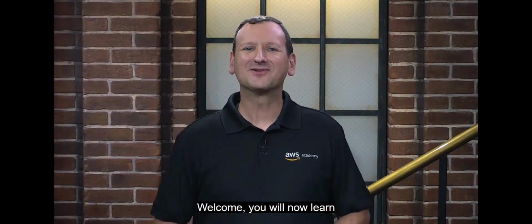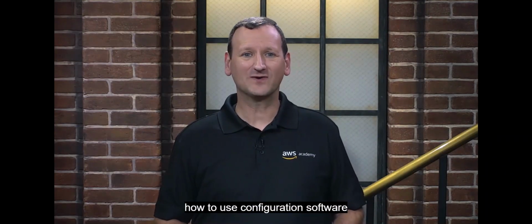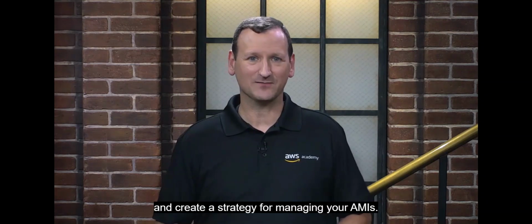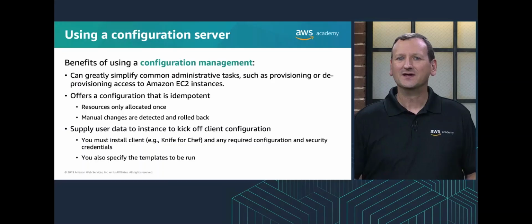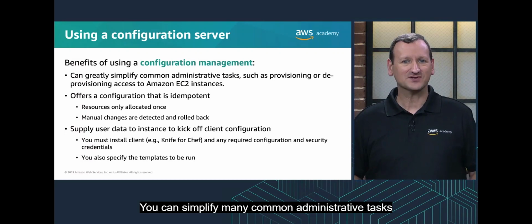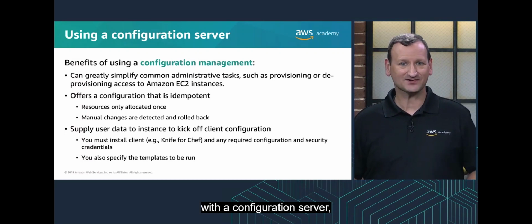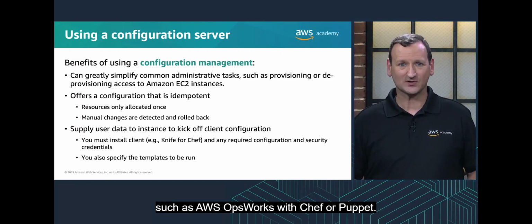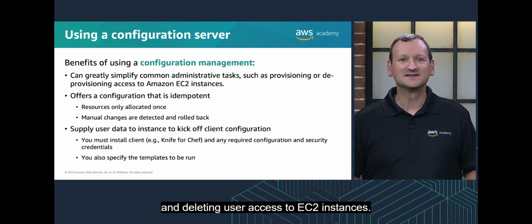Welcome! You will now learn how to use configuration software and create a strategy for managing your AMIs. You can simplify many common administrative tasks with a configuration server, such as AWS OpsWorks with Chef or Puppet. The most common example is provisioning and deleting user access to EC2 instances.